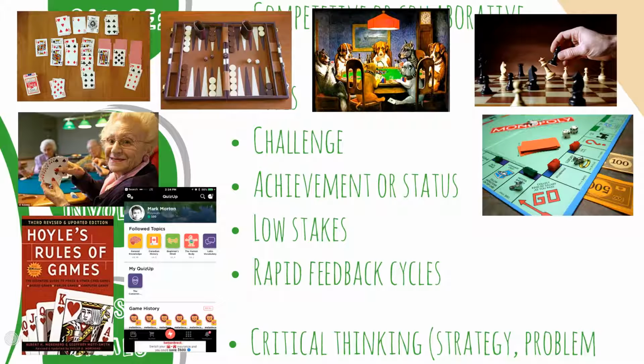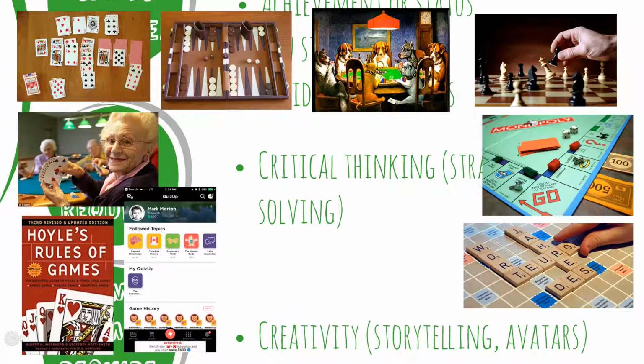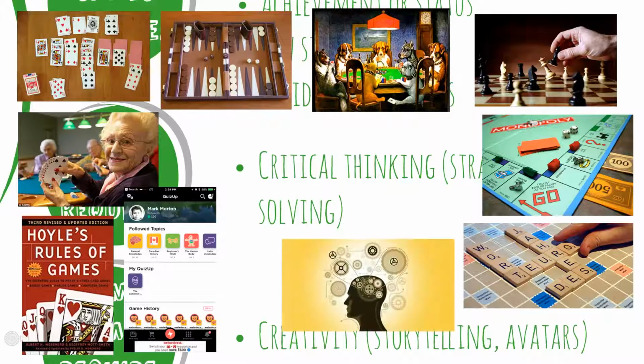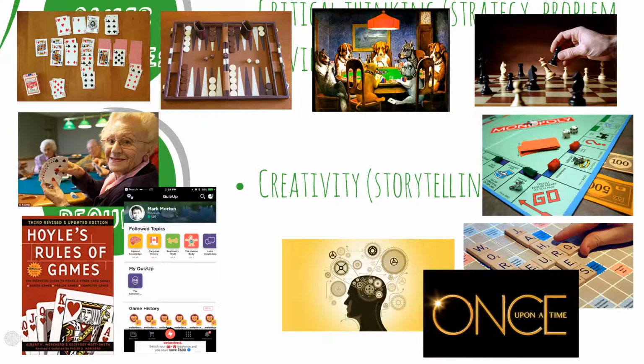Most games are also based on rapid feedback cycles. For example, when you play Scrabble, you get feedback on your play in the form of a new score every time you create a new word. In terms of the skills that many or most games demand of the players, they include critical thinking in the form of strategies and problem solving, and creativity in the form of, say, storytelling or developing an avatar or persona.